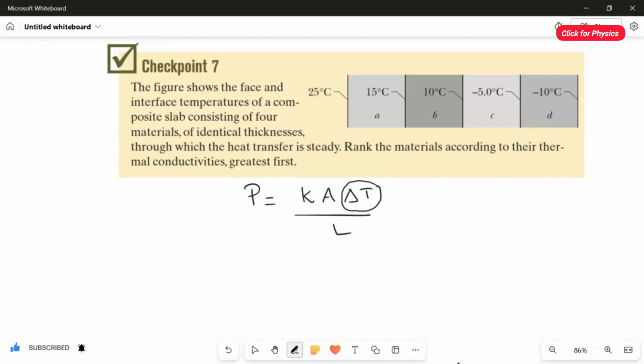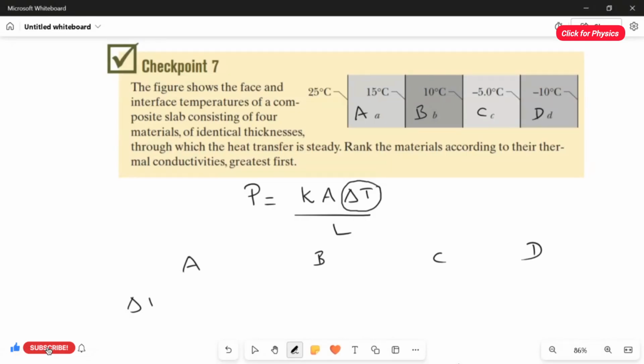Generally, when you find the delta T value, if you have a smaller temperature drop, that material will have the greatest thermal conductivity value. So we can easily find the change in temperature for these 4 different materials. Let's name them material A, material B, material C, and material D.